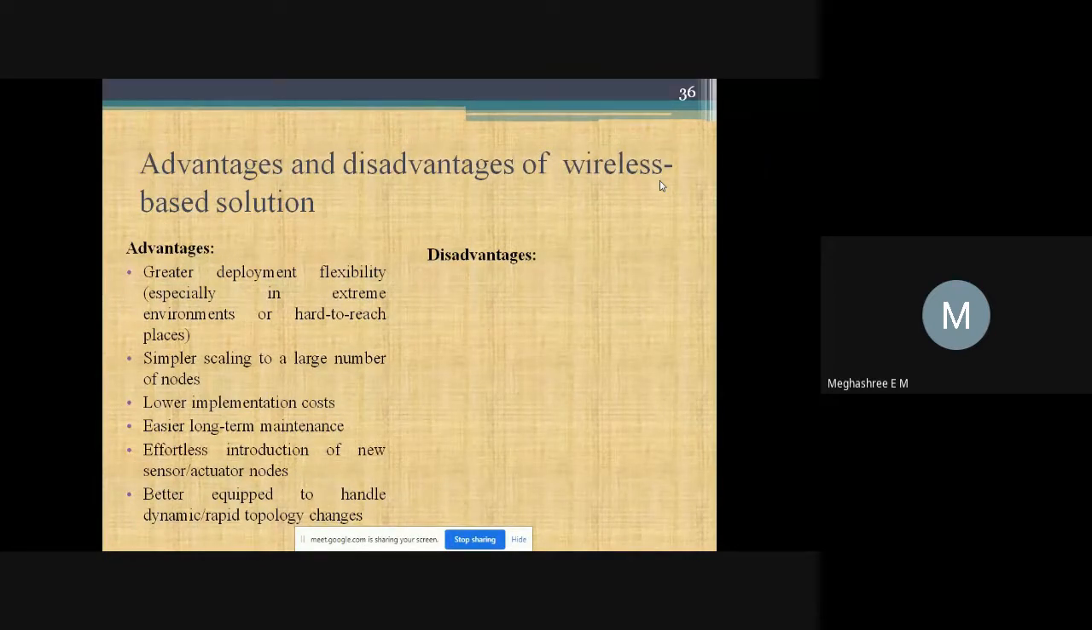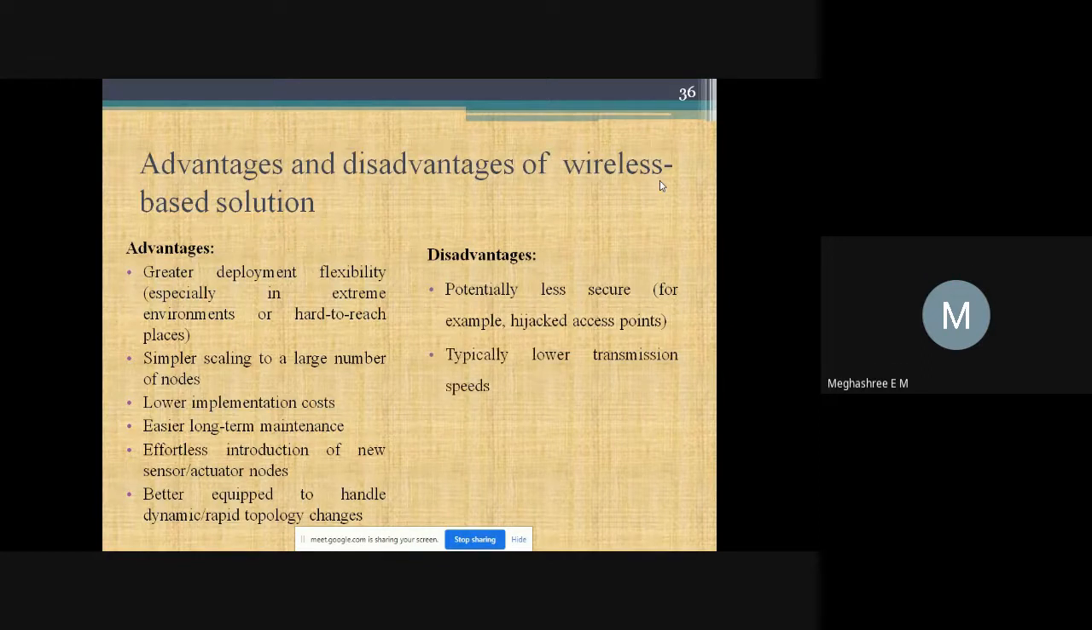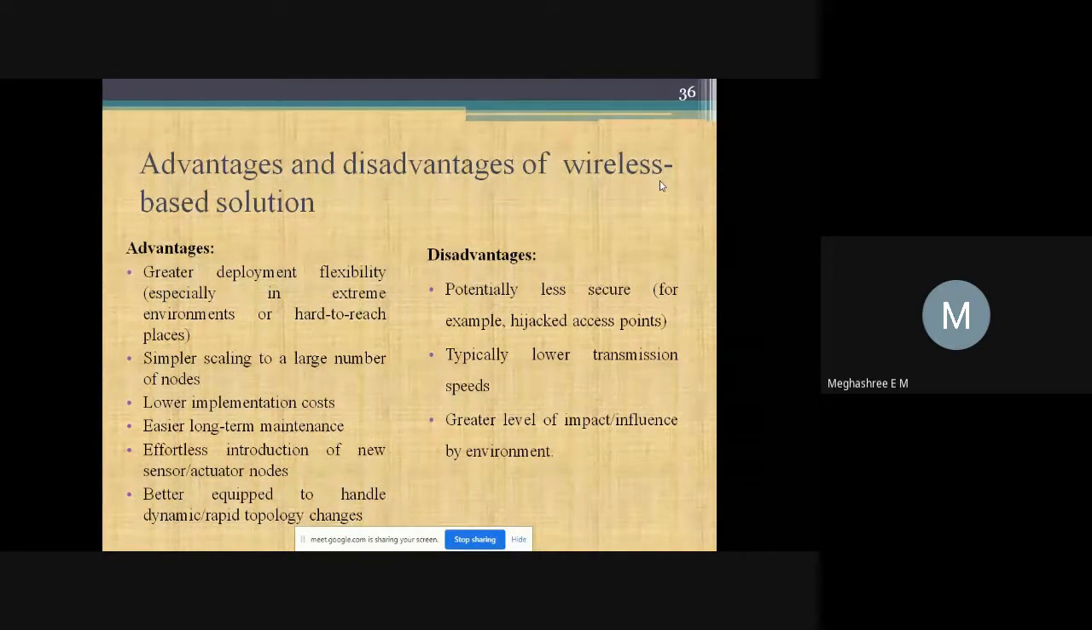A disadvantage is that it is less secure because wireless mode is used, and it has low transmission speed. And the last one is impact: the impact will be greater from the environment. If I deploy sensors in an environment, they may work for a few environmental conditions. They may not work when the environmental conditions change. That is what the last point in the disadvantages says.